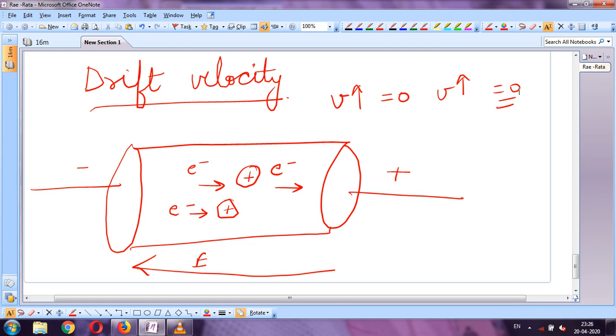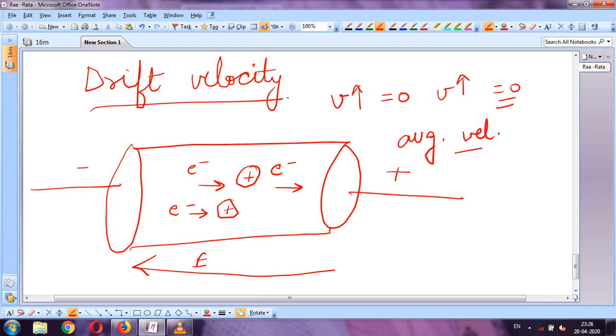So what we can say? We can say that all these electrons will be moving with an average constant velocity. What we will do is find out the average velocity of all these electrons, and this average velocity will give us a constant value. This constant value of average velocity is what is called drift velocity.